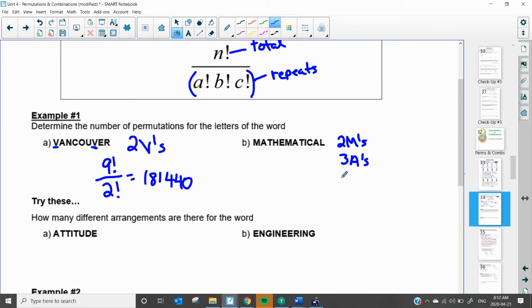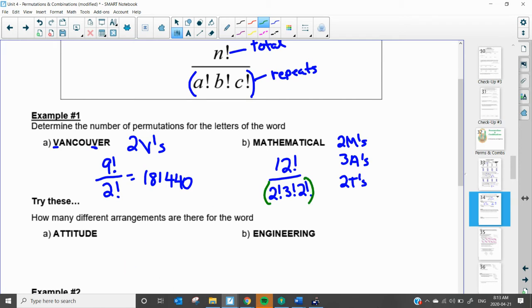And we have 2 T's. So 2 M's, 3 A's, and 2 T's. If we total up all of our letters in mathematical, we have 12 letters. So 12 factorial divided by 2 factorial, 3 factorial, and 2 factorial. Again, it's important that you put this in brackets if you're going to put it in your calculator.